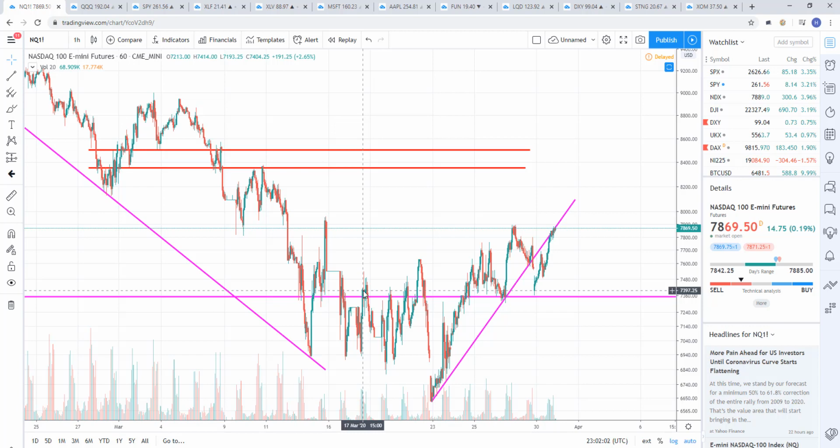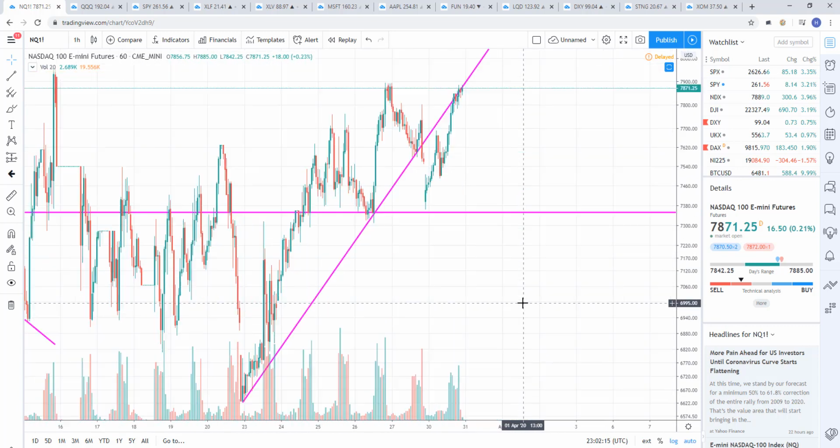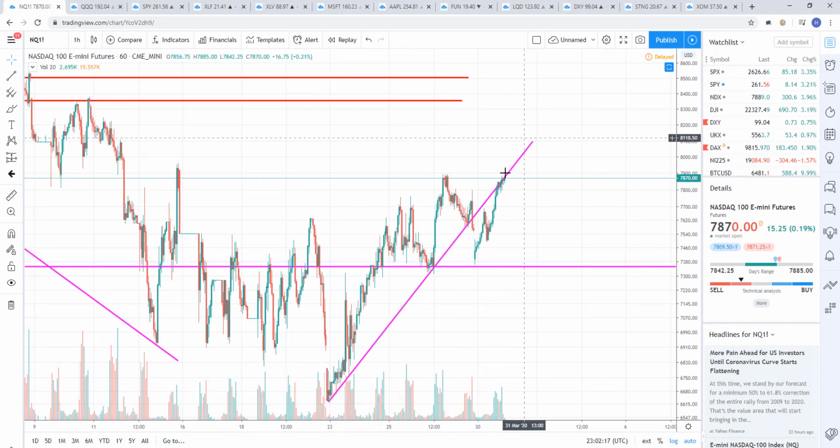All right, so I was actually looking for a gap down this morning. We did not get that gap down. The futures, I was watching them a little bit last night. They were kind of all over the place, up and down. But ultimately, what we got was a back test on the NASDAQ futures.